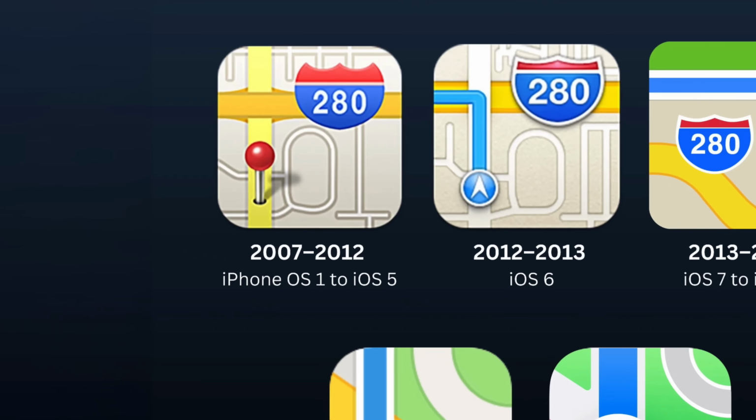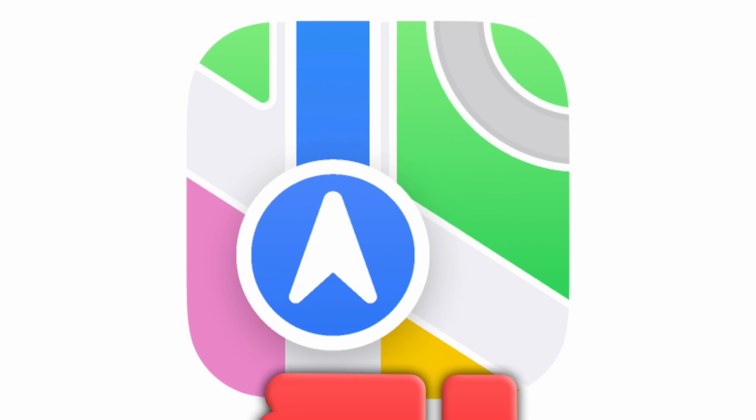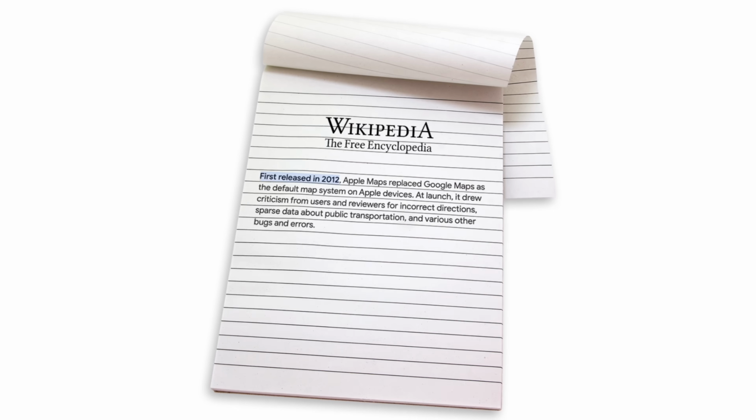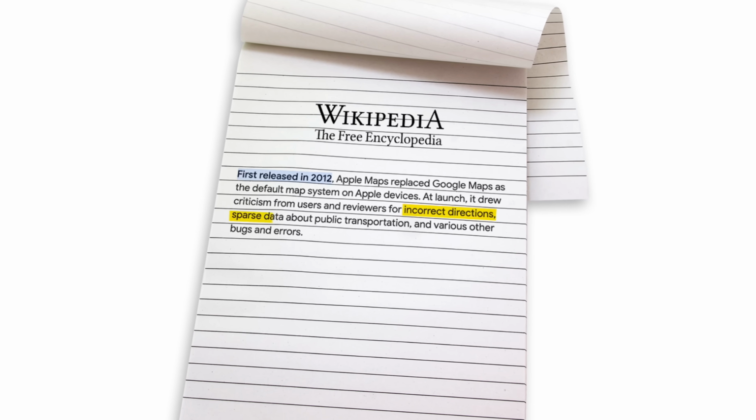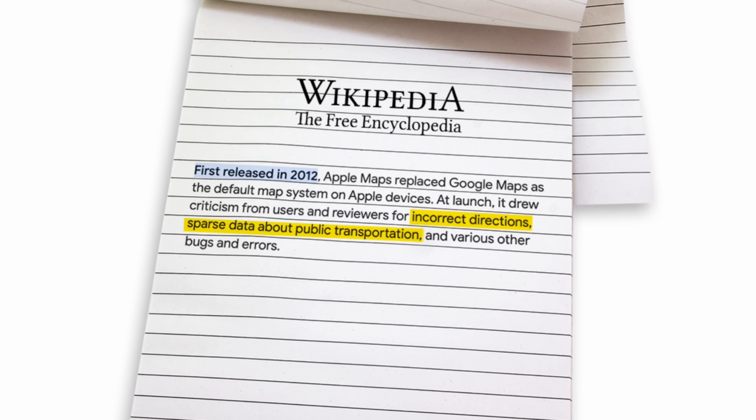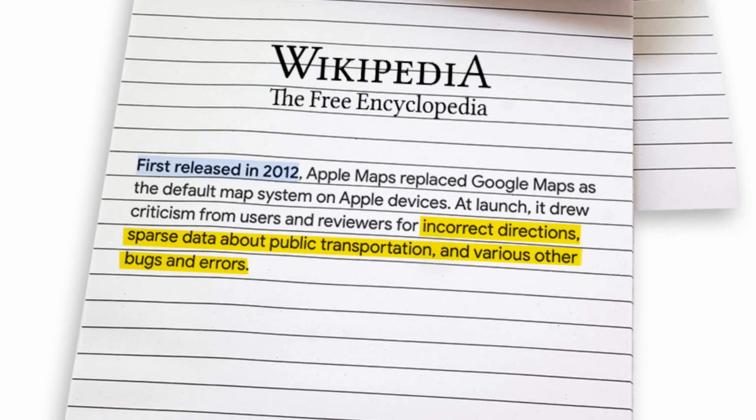So I don't really know where this cover came from, but apparently this app sucked when it first released because of incorrect directions, sparse data about public transportation, and a lot of other bugs and errors. But I'm going to make it better by making the cover better, which won't actually fix any of the bugs, but you know, it'll look cool.